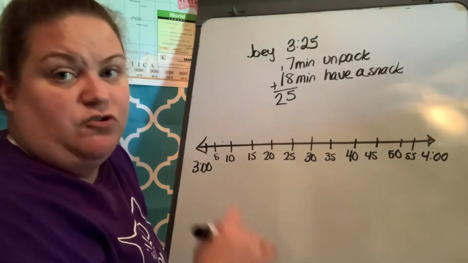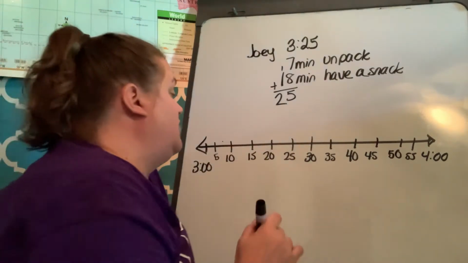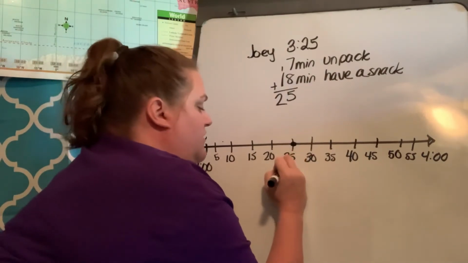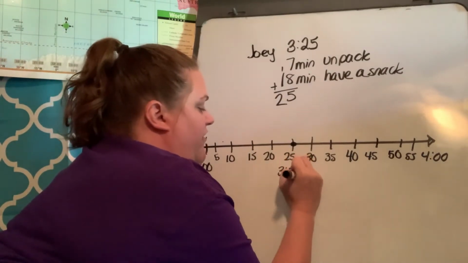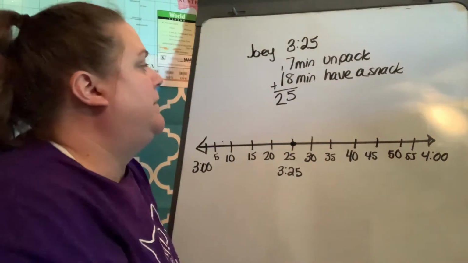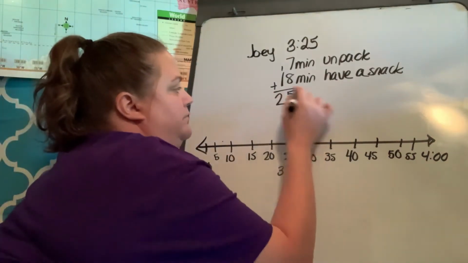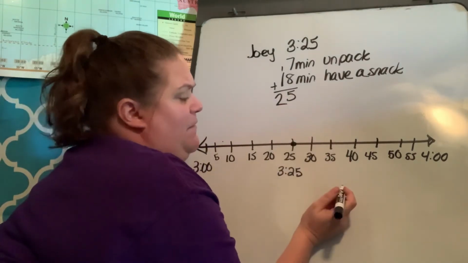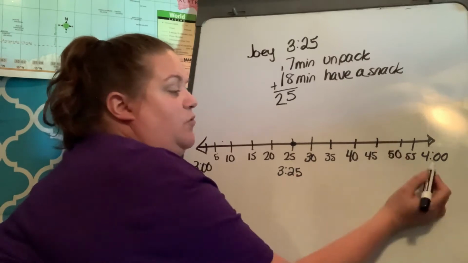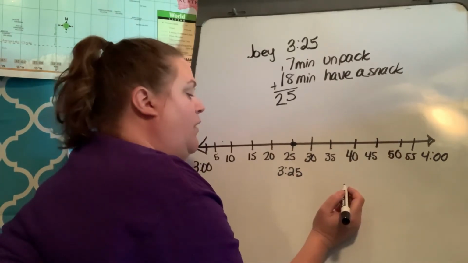So we need to jump 25. So we're going to start at 3:25. So that's where he's going to start, is 3:25. By adding those two time intervals up, it makes it easier to jump. So you can do 5s or 10s. I'm actually going to do 5s and 10s. So we're going to have to jump 25 minutes forward to figure out where we're at.